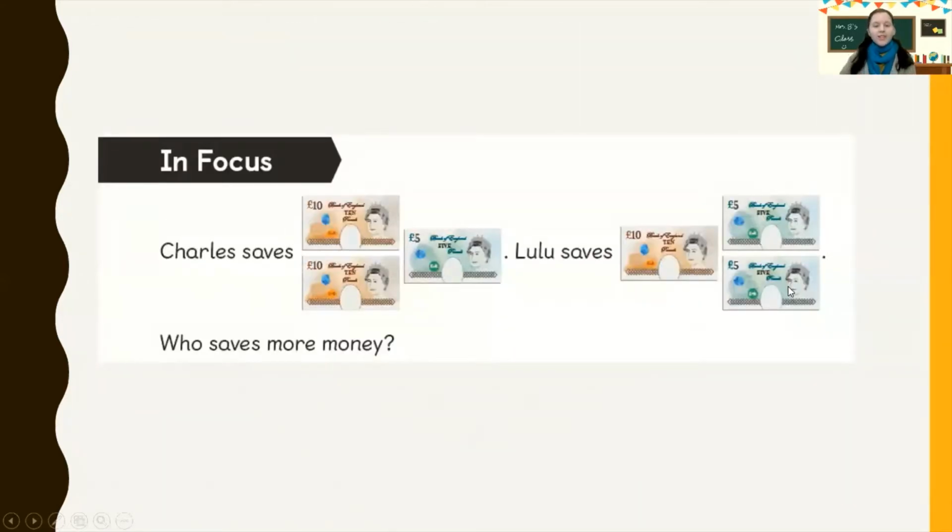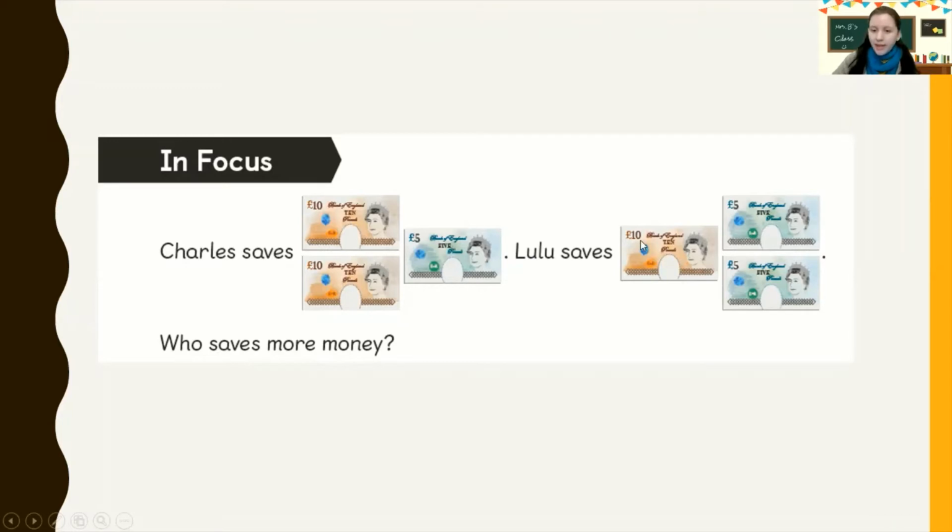Okay, our in focus task today is all about which child has saved more money. So Charles saves this much and Lulu saves this much. So have a look at these notes. What value of money do these notes represent? So we've got 10 here. 10, is it pence or pounds? That's right, it's pounds. When we've got notes, it's pounds. So we've got 10 pounds, 10 pounds and 5 pounds, that's right.